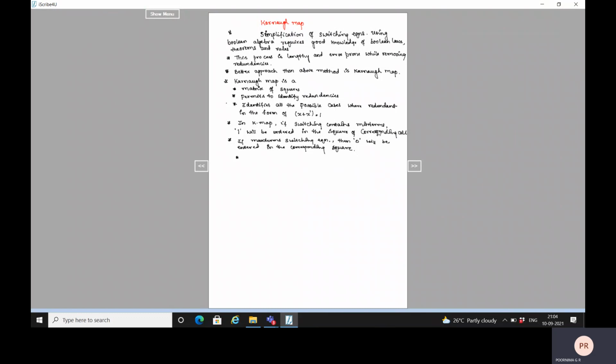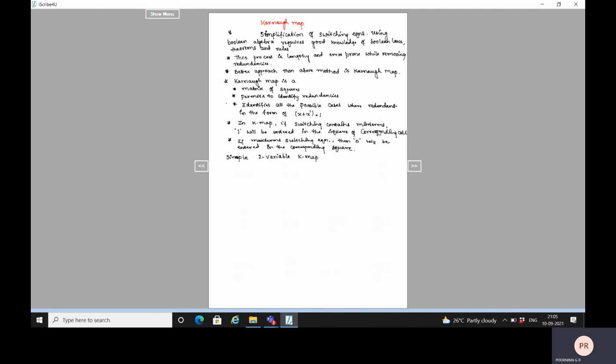In K-map, if the switching equation contains minterms, then 1 will be entered in the square of the corresponding cell. Suppose the switching equation is of maxterms, then 0 will be entered into the corresponding square. So with this, now let us construct, through a simple example, how a K-map is constructed for two variables. This Karnaugh map is also termed the K-map.